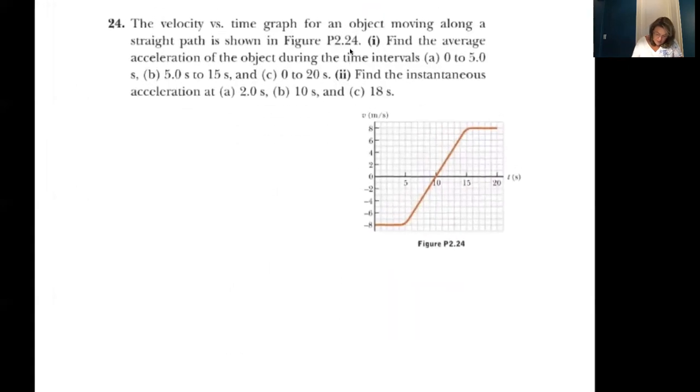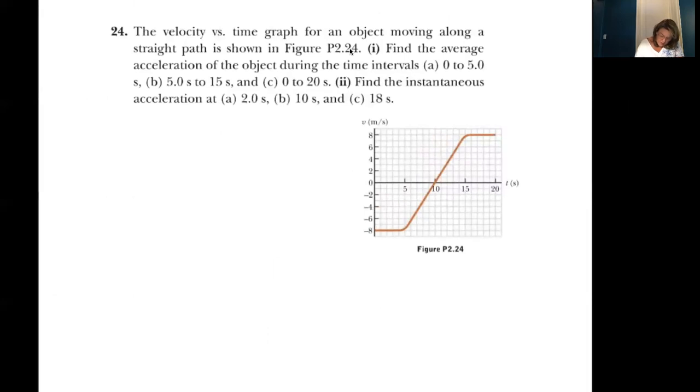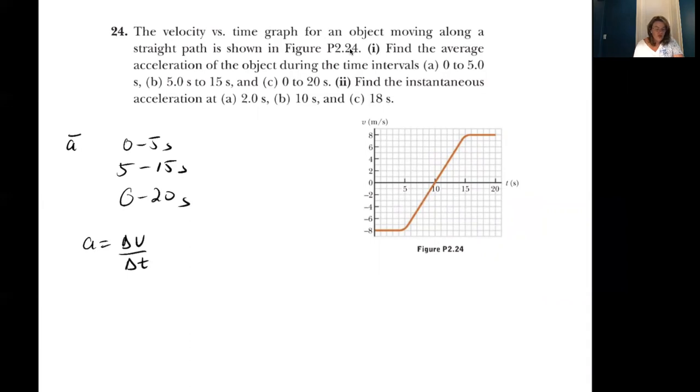Number 24, it's actually what I did in the lecture. So I need to know average acceleration between 0 to 5 seconds, 5 to 15 seconds, 0 to 20 seconds. So I'm going to solve that equation for each interval. I find the first interval, I will get the final velocity -8 minus the initial velocity -8 over that time interval, 5 minus 0, that will be equal to 0 meters per second squared.